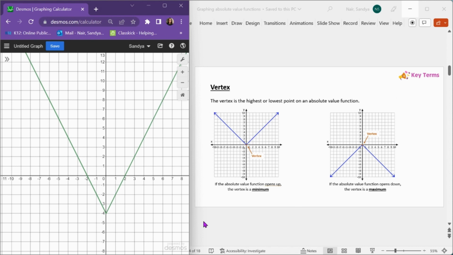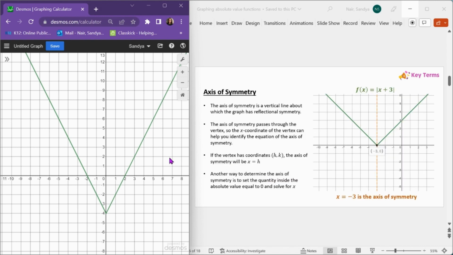So for example, we have a vertex, okay? So the vertex is going to be the highest or lowest point on an absolute value function. If the absolute value function opens up, the vertex is going to be a minimum value. If the absolute value function opens down, the vertex is going to be a maximum value.